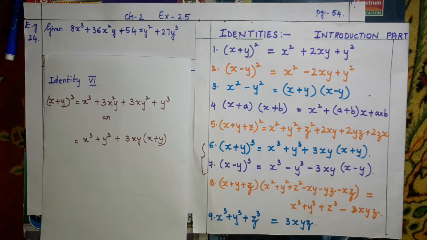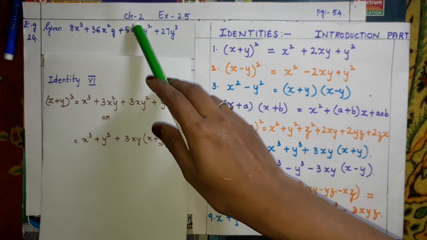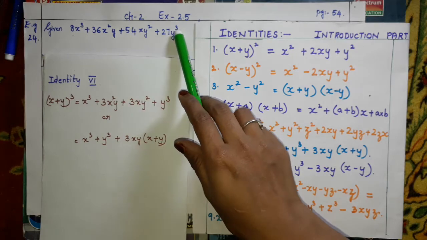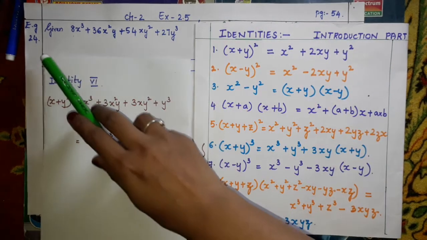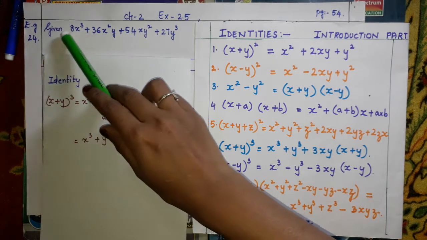Now, in the last class, we have taken examples 20, 21, 22, and 23, right? In today's class, we'll continue that. We'll be taking example 24, exercise chapter 2, exercise 2.5, page number 54, children. Example 24. I have copied.